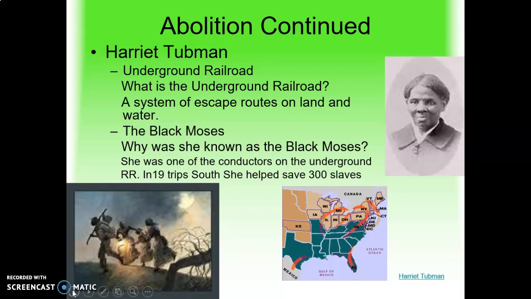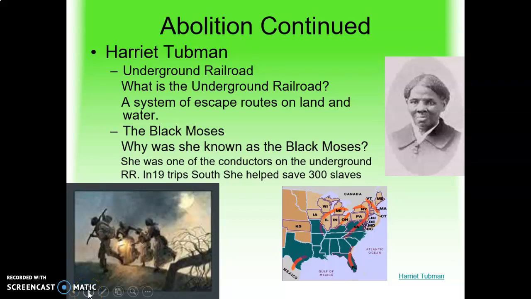Why was she seen as the Black Moses? Because she risked her life each time to go down south and rescue slaves. She made 19 trips in all, and she helped save some 300 slaves. So she was a great lady, a great conductor. And if you look at her later life, she actually serves in the American Civil War, and she fought valiantly there as well.